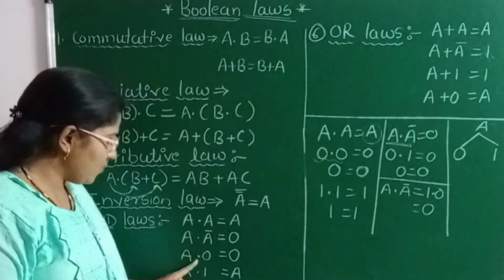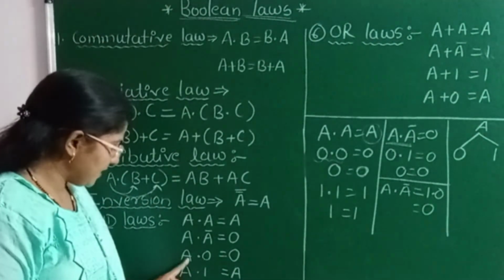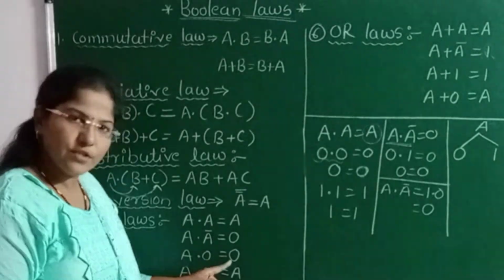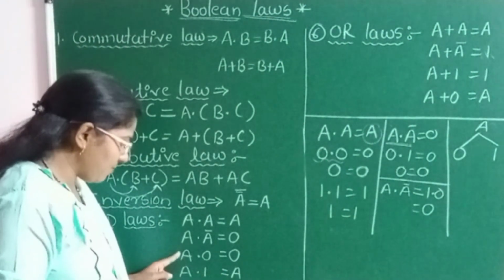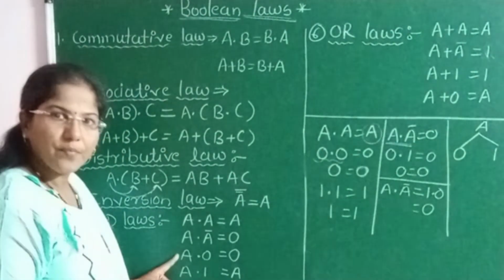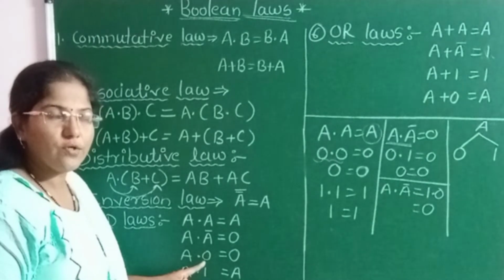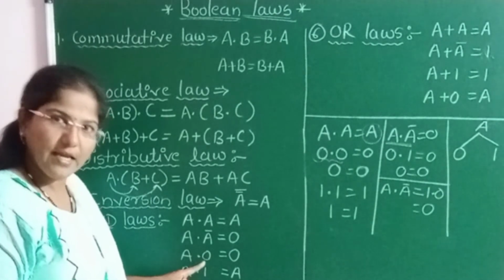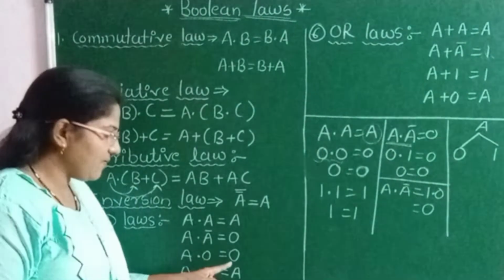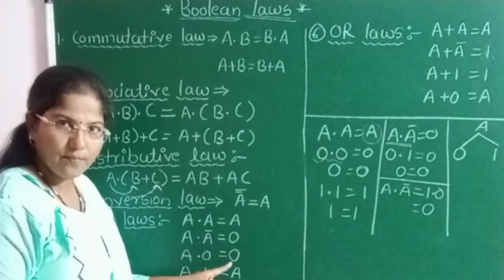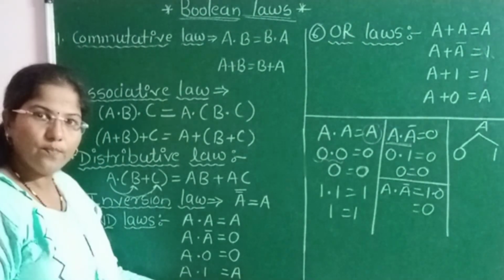Next, A into 0 is equal to 0. So here you can see A into 0 is equal to 0. Why is the result of this expression 0? Because it doesn't matter what the value of A is. Here one value is 0. So whenever we take the multiplication of any number with 0, the result is always going to be 0 only.